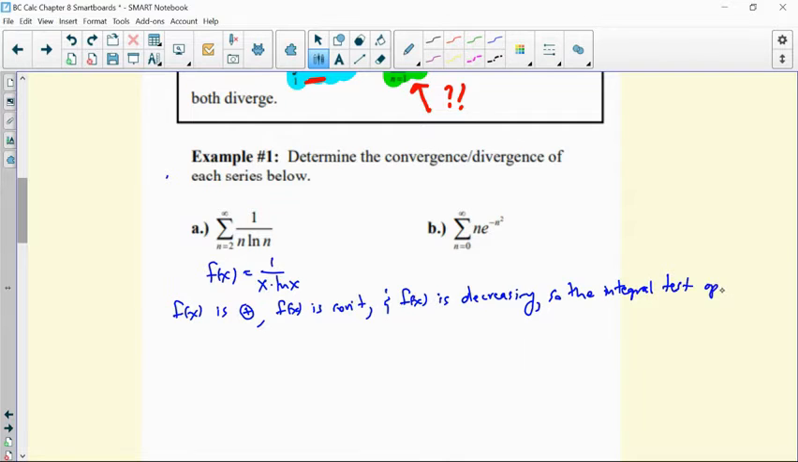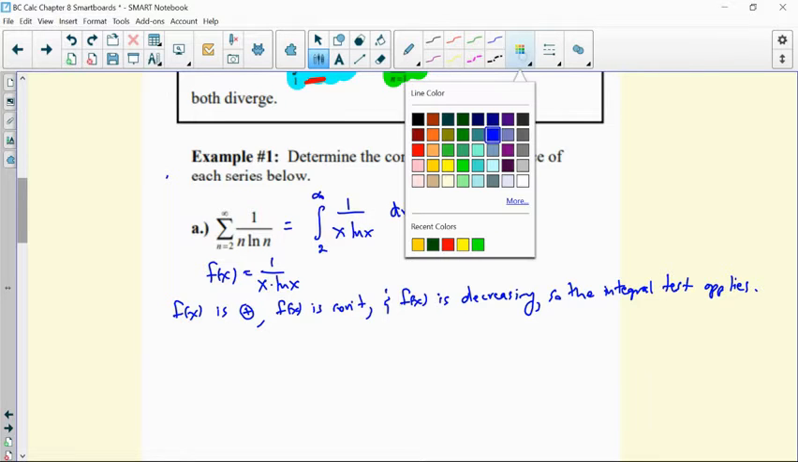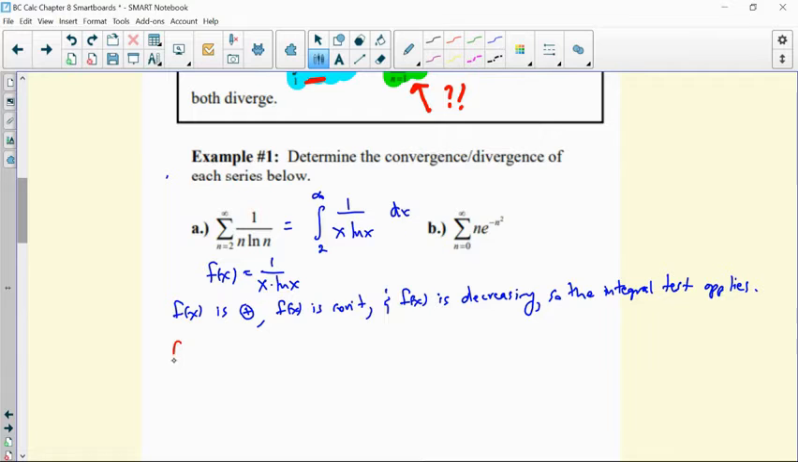Now I realize I'm borrowing space for example B here, so I'll have to erase that, and that's fine. So I'm going to use the integral test. Instead of thinking about the series, I'm going to convert it to the improper integral from 2 to infinity of 1 over x ln x dx. I'm going to temporarily ignore the improperness of this integral to just actually find its antiderivative.